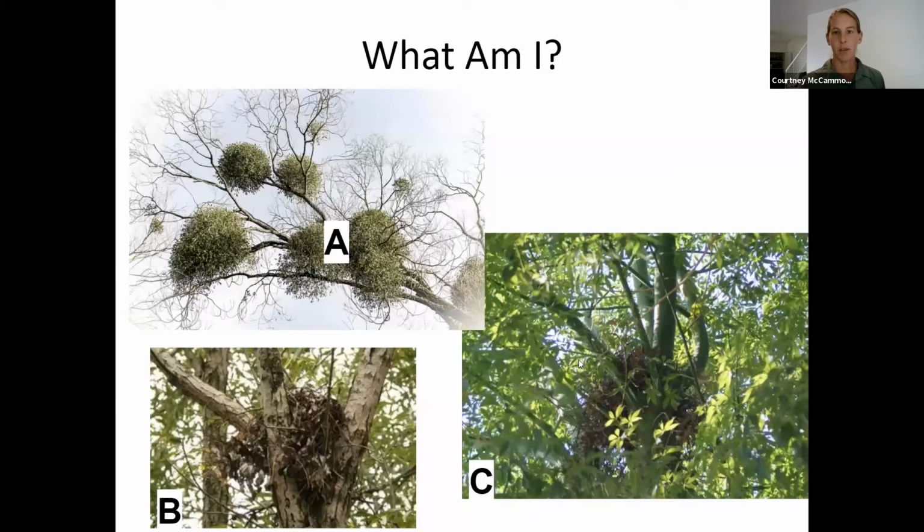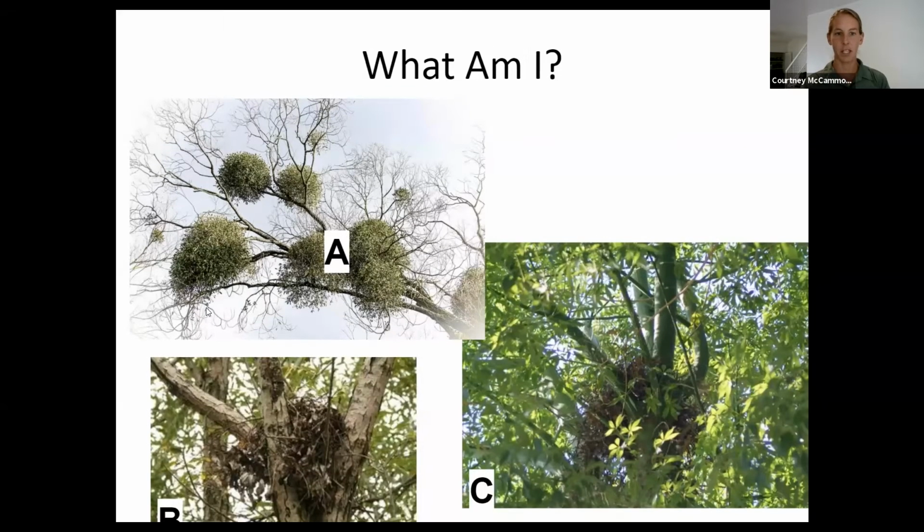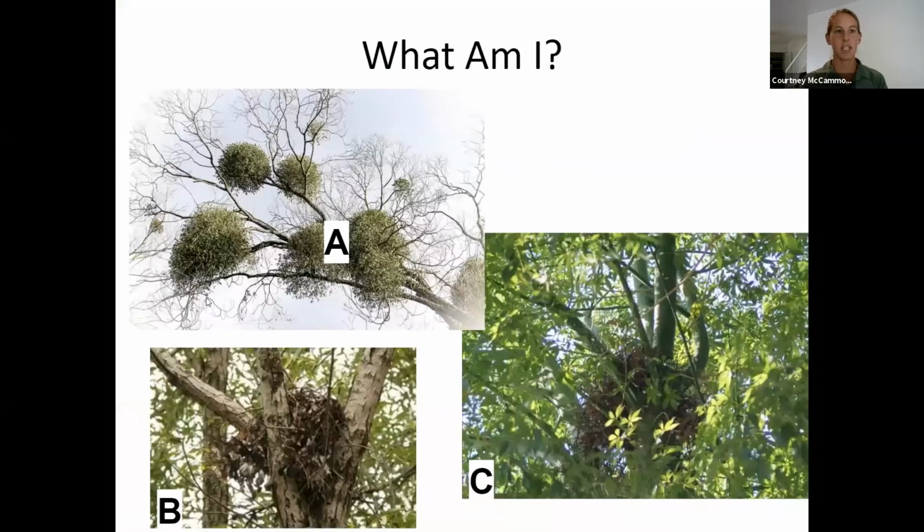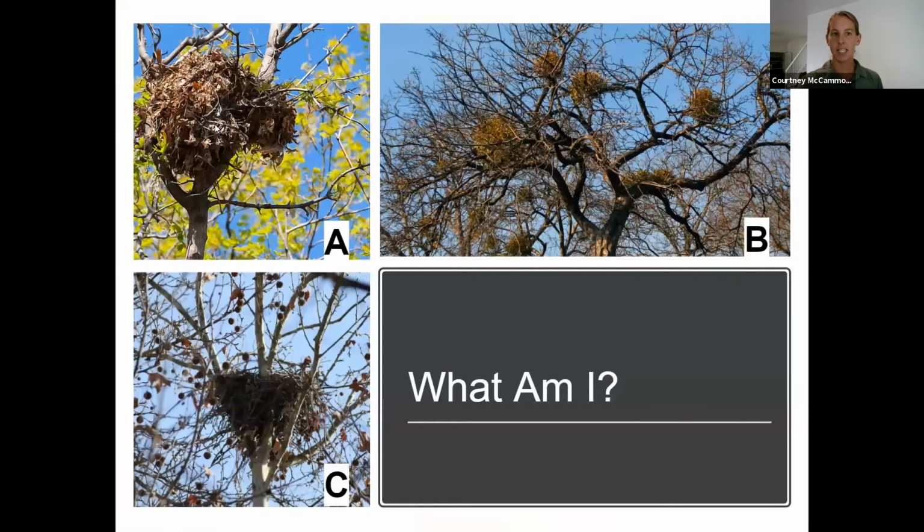Okay, so let's talk about it really quick. I'm just going to go back to the last slide so we can chat about that for just a quick second. Okay, so A is a squirrel nest, B is mistletoe, and C is a raptor nest. Generally speaking, a squirrel nest is mostly leaves, and it'll be in the shape of a ball. And then raptor nests are more conical.